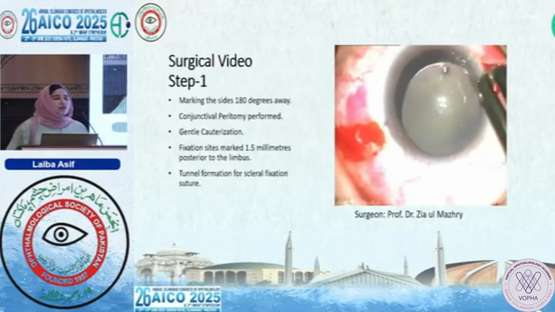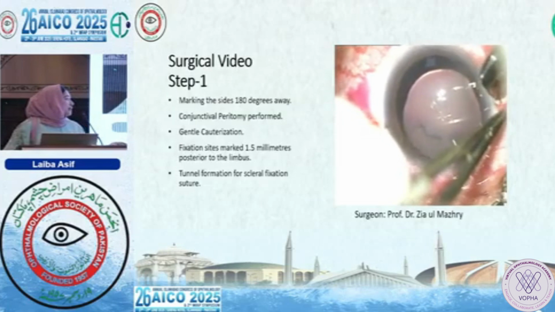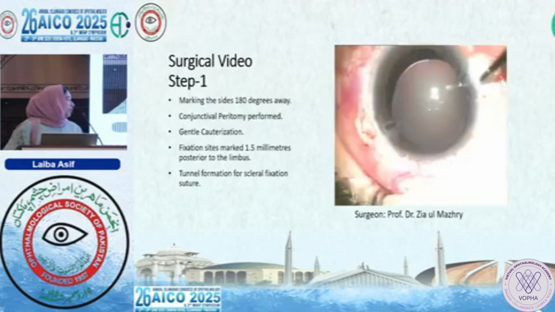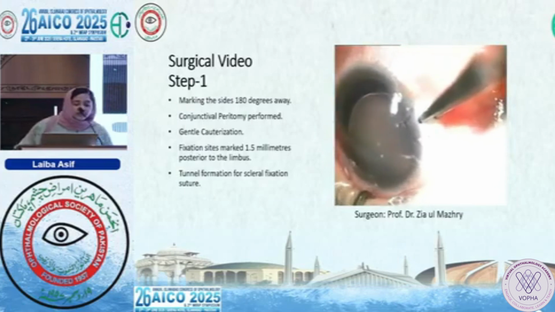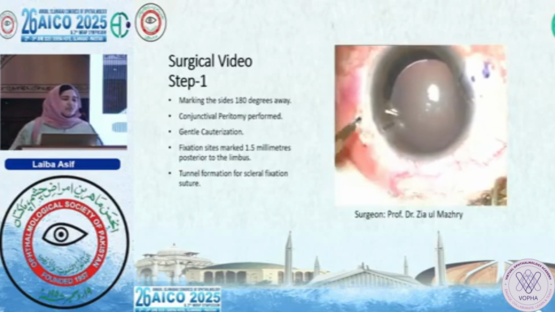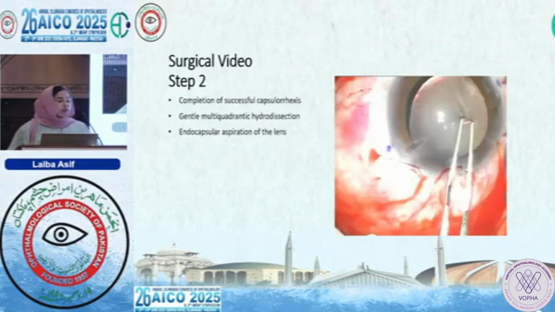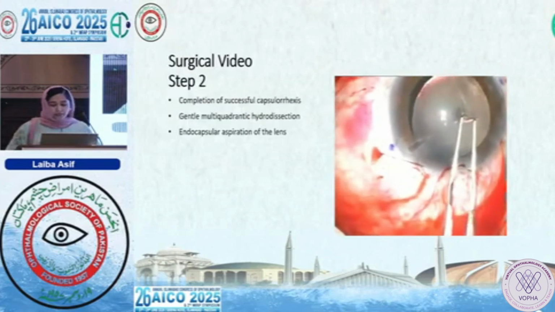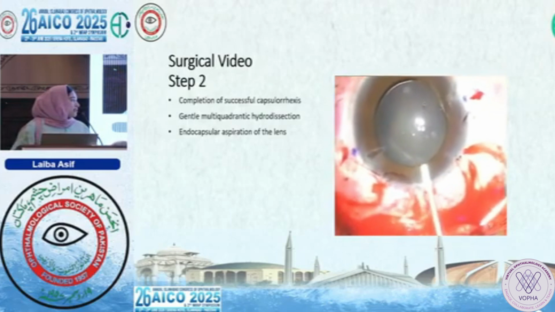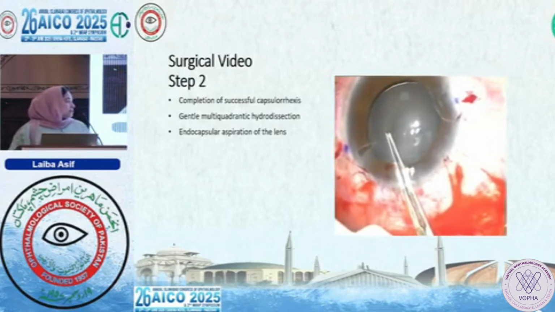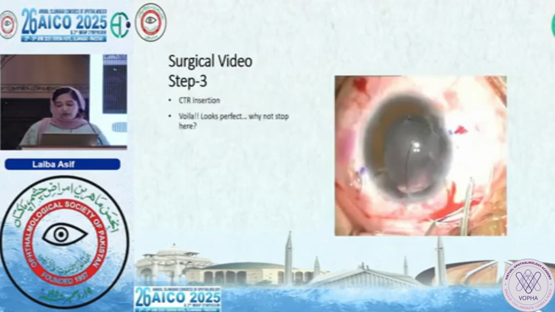This was performed by Dr. Mazhry. Moving on, for the fixation sites, a conjunctival peritomy was done, with gentle cauterization, followed by marking of the fixation site and tunnel formation. The rexis was very technical in this case. We initiated the rexis, and here you can see it is initiated with the help of Vibrata forceps and completed. The rexis was completed and followed by gentle multi-quadrantic hydrodissection.